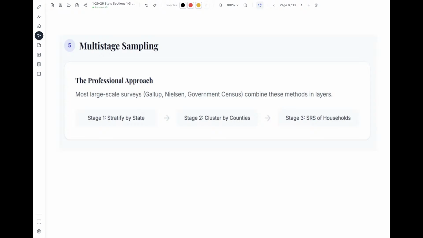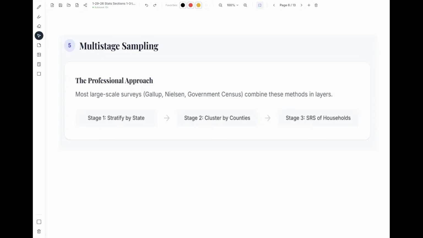Nielsen actually chose 500 families. They were known as the Nielsen 500. That's how they decided what was being shown on TV. 500 families across the entire country. Simple random sampling. The Gallup polls and everything else, same concept.